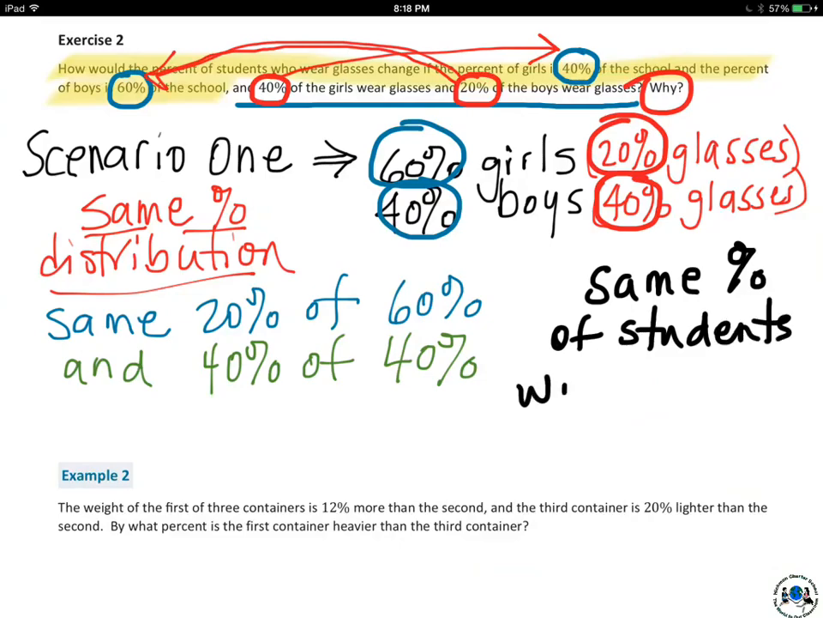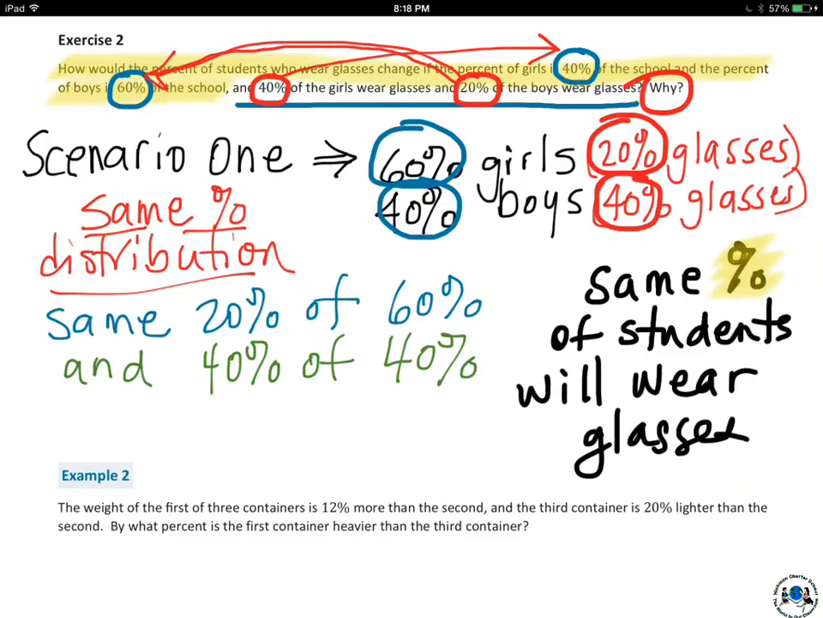So we have the same percentage of students who will wear glasses. And again, that is percent. Now all these numbers could be different. We're not getting any actual number of students, nominal figures. We're just given percentages. But it will work out that the same percentage of students will be wearing glasses. We haven't changed any of our percentage distribution. We just changed boys and girls. And again, if you did all the work, you figured it out anyway, but that's fine. It's fine if you did the work to find that answer out.